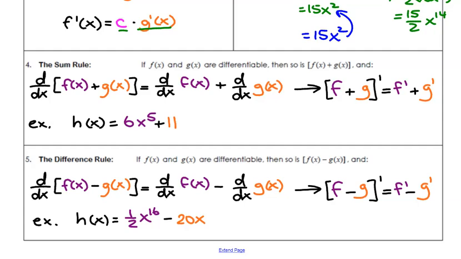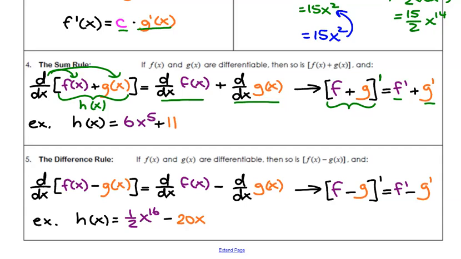Okay, so I'm going to show you 2 last rules. These are called the sum and difference rules. Basically, if you have a ginormous function, we'll just call it h at x, but it's made up of the sum of two smaller functions like f at x and g at x. What you can do is take the derivative of each one. So you have the derivative of f at x plus the derivative of g at x. In other words, you can either take the entire thing, put it together, and then do the derivative, or you can take the derivative of both of them separately and then add them together.